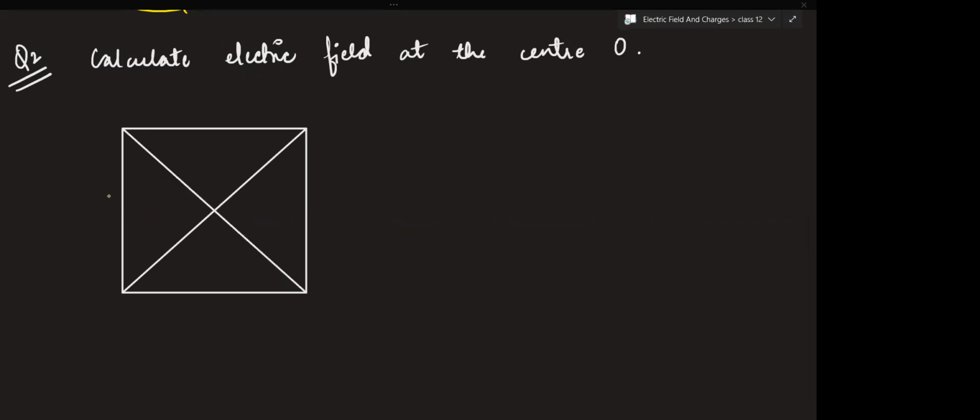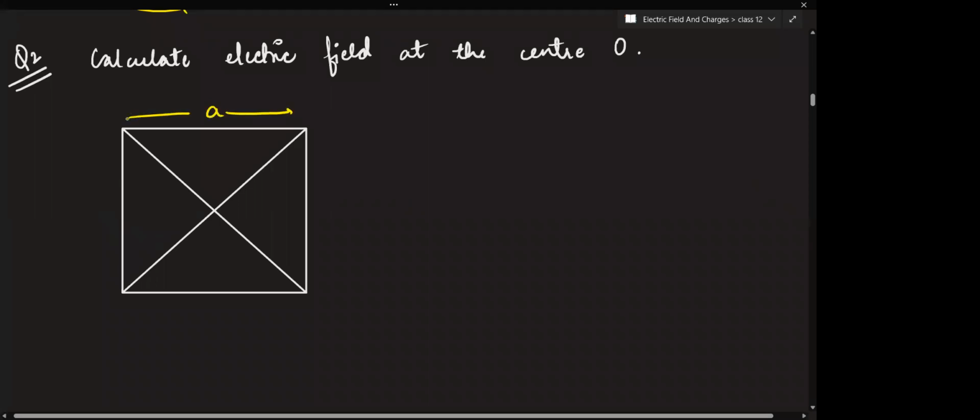Just try this question as well. It says calculate electric field at the center. Oh, this is a square with sides A. So since this is a square, all the sides will be A. Here at this point, the charge is plus Q. Here the charge is plus 2Q. Here the charge is minus 2Q, and here the charge is minus Q. So this is not a symmetrical system, and the magnitudes are also not same. So you have to calculate the electric field at the center point, that is O.